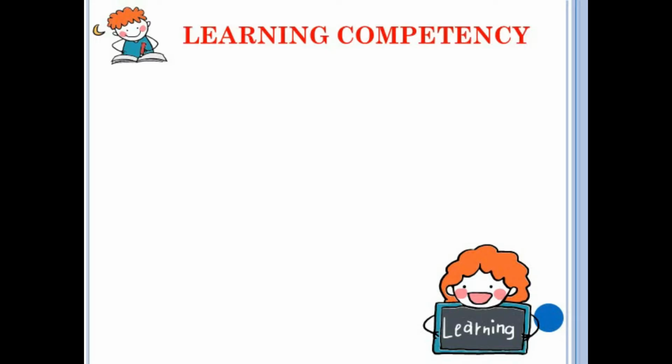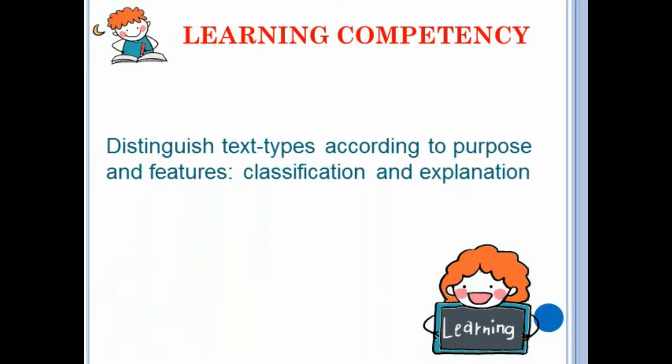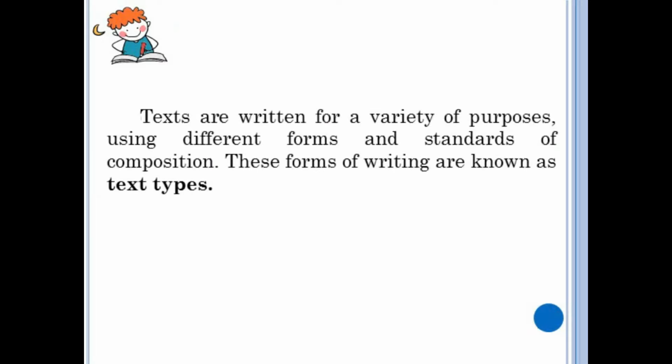After going through this lesson, you are expected to distinguish text types according to purpose and features, classification, and explanation. Texts are written for a variety of purposes using different forms and standards of composition. These forms of writing are known as text types.